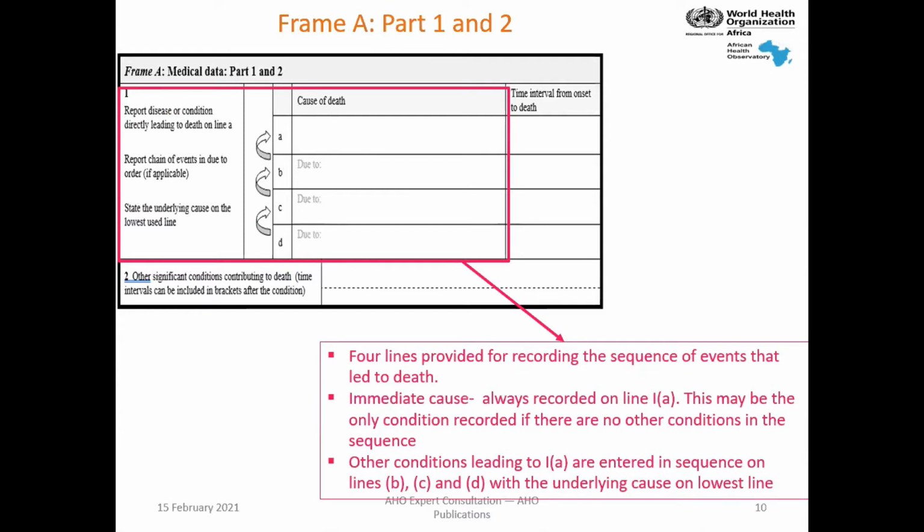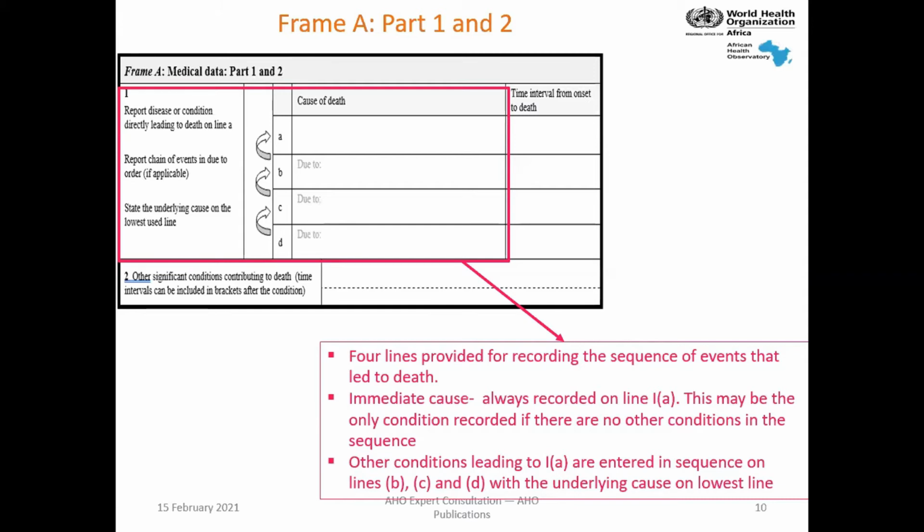So where you have recorded only one condition in line A, and you have not filled line B, line C, or line D, in most cases line A is both the immediate cause of death and the underlying cause of death. I want to repeat this. If you have filled only one condition in line A and nothing in B, C, or D, line A is both the immediate cause of death and the underlying cause of death. There are many situations that you will find like that.